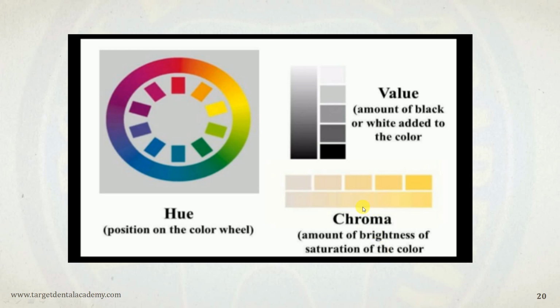Coming on to the chroma, it is the amount of brightness or the saturation of the color. You can see the shades of the color. It is more lighter, it is more darker. When you saturate this color, you will get the lighter one and the darker one.